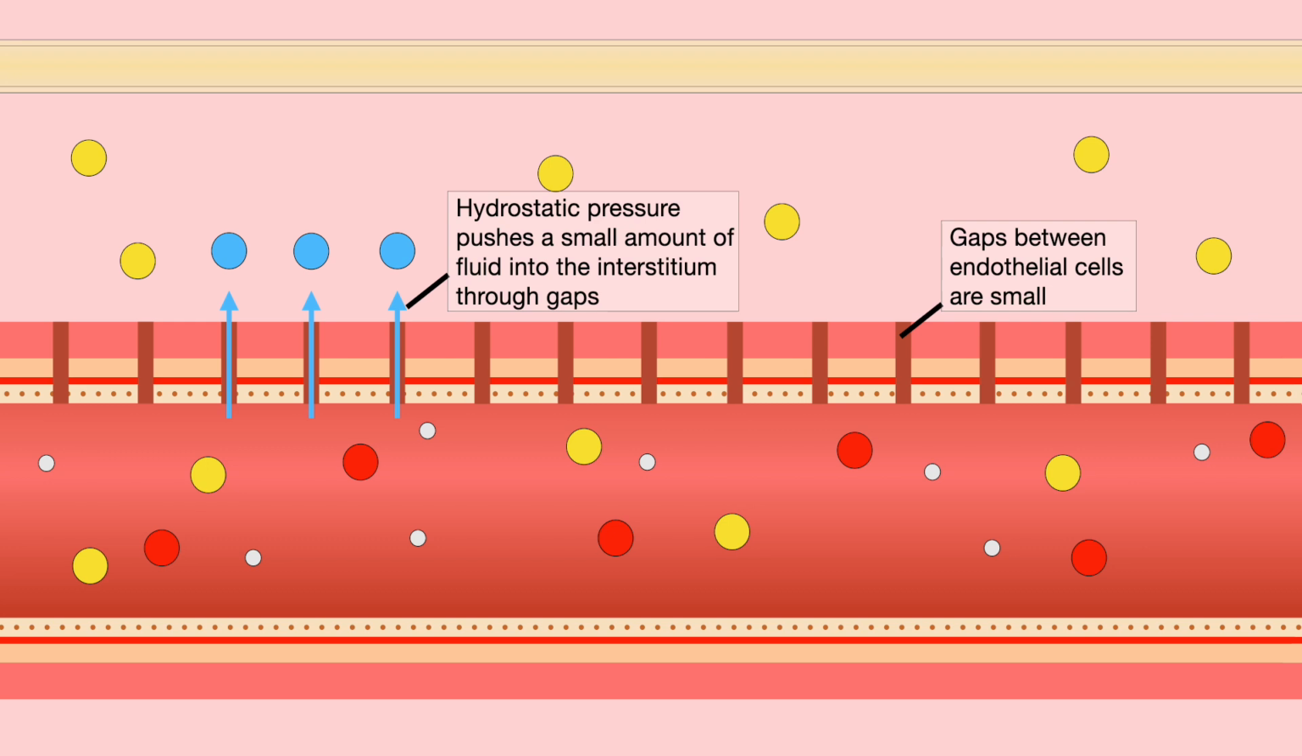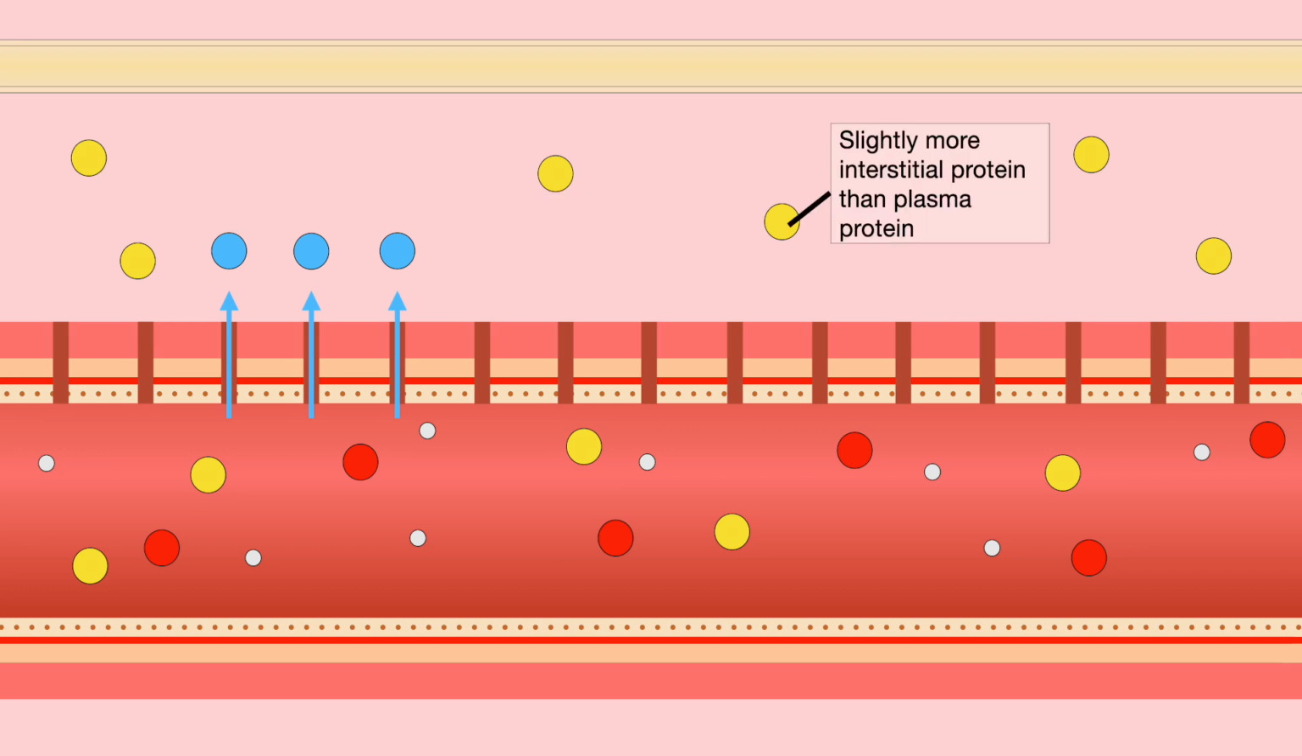Under normal circumstances, blood pressure pushes a small amount of fluid into the interstitium, and that fluid is escaping through the second factor, which are the gaps between the endothelial cells that are lining those blood vessels. These gaps are typically small and only allow a small amount of fluid to exit the blood vessels into the interstitium. There's also an osmotic gradient produced by proteins within the blood vessels and then within the interstitium.